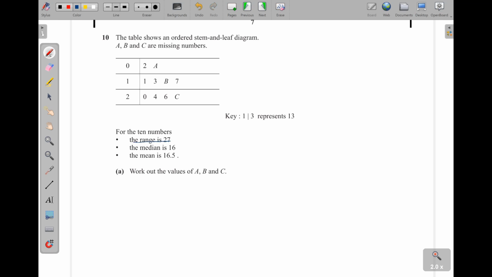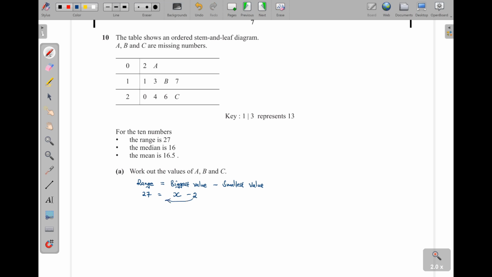So for the 10 numbers, the range is 27. Now we know that range is equal to the biggest value minus the smallest value. So the range is given as 27. Now the biggest value is 20 something. We need to find that C, okay? So I will say maybe that is X, then minus the smallest value is 0, 2.